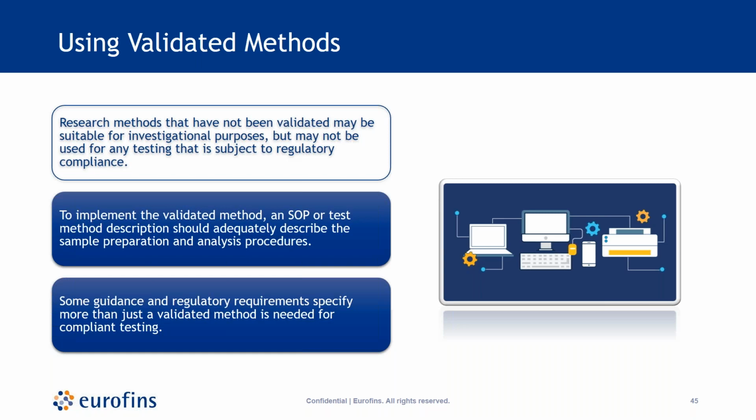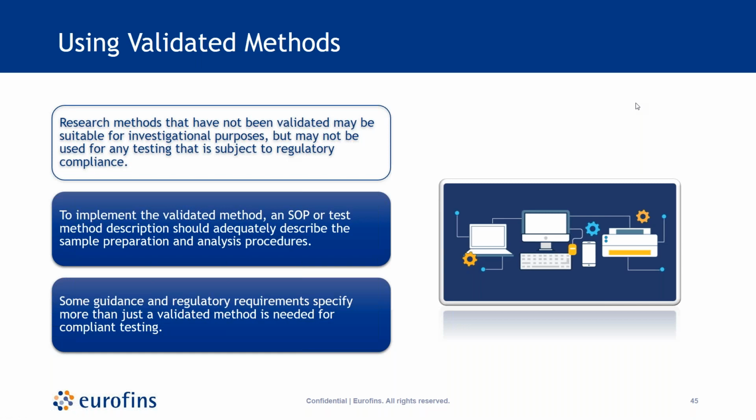But to implement the validated method, an SOP or test method description should be adequately describing the sample preparation and analysis procedures. However, it is critical to evaluate the validation to ensure that it is fit for purpose before implementing it. That also comes back to evaluation of method fitness. The take-home message here is to try and anticipate if you'll receive samples that are outside of the scope of what your current plan for your validation is, and consider adding those to your plan, or just plan for supplemental validations as those new matrices come through.